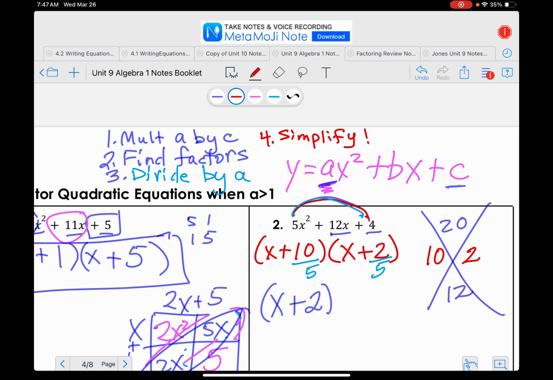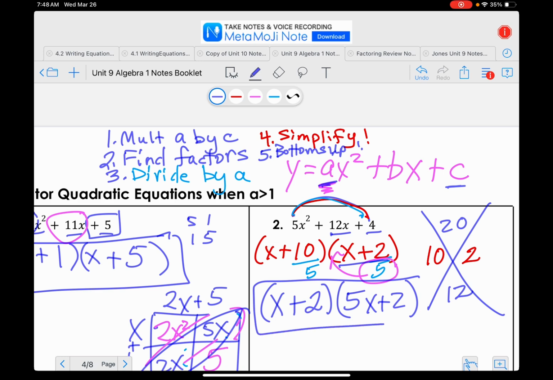You have to simplify. Now, we did 10 divided by 5 is 2, but this one does not simplify, does it? So once you've checked to make sure it simplifies, then you do what I call bottoms up. Some people call it divide and slide. I call it bottoms up, because now you take the bottom, the denominator, and you move it up. So the x plus 2 stays there. The 5 slides in front. This method will work every time. It's pretty cool that somebody figured that out.